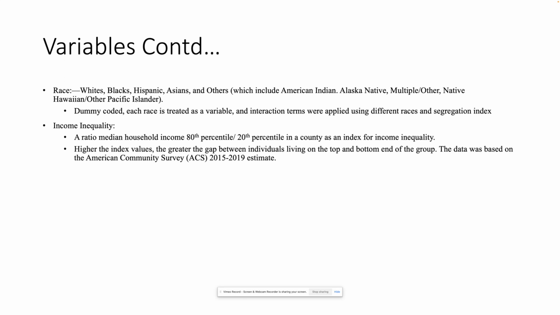Income inequality, I got this data from the Robert Wood Johnson Foundation. It was based on the ACS 2015-2019 estimate. It is a ratio of median household income in the 80th percentile over the 20th percentile in that particular county, as an index. So in other words, the higher the value of the income inequality index, the greater the gap between individuals living on the top and the bottom end of the group.